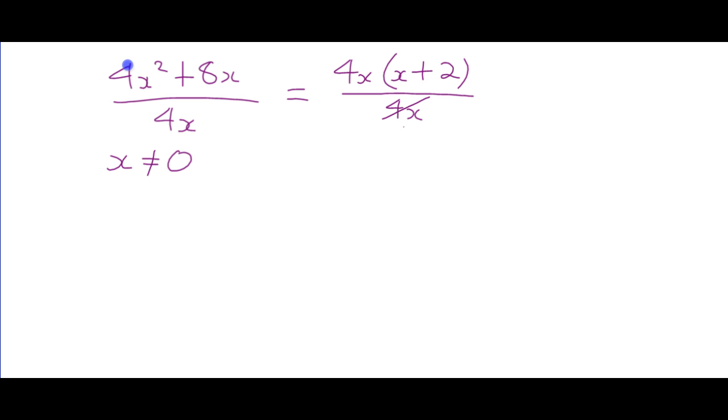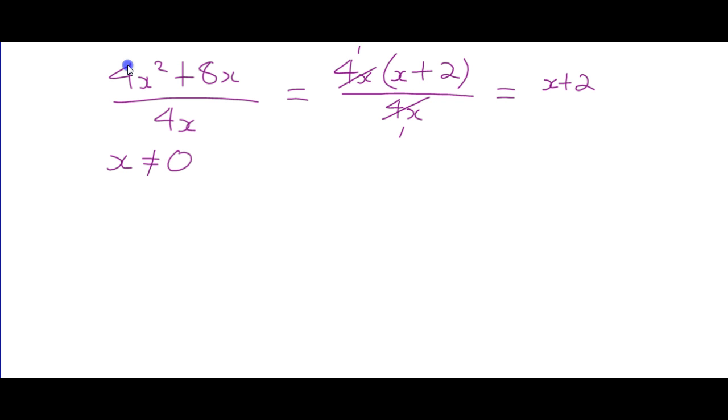Now, we can cancel off the common factors. When you cross off, you replace it with a 1. This doesn't disappear. And we're left with x plus 2. That's x plus 2 over 1, but it's x plus 2.